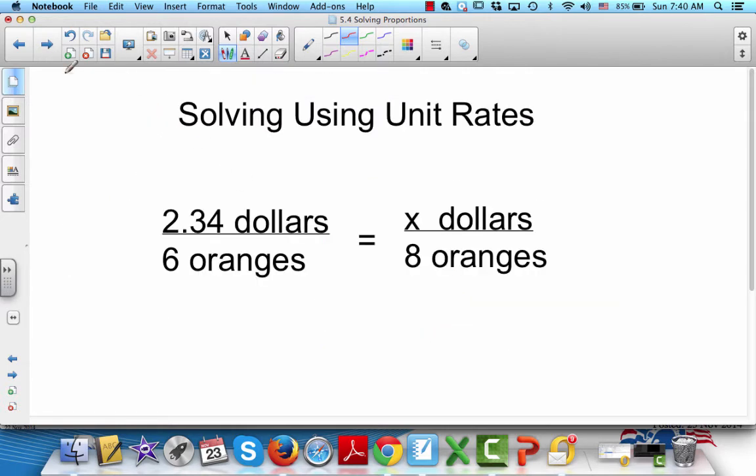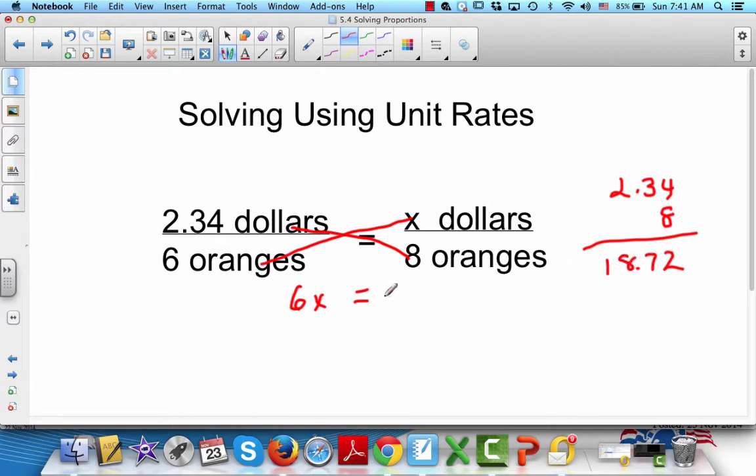All right, now you're going to use it to solve unit rates also. For example, for $2.34, I can get 6 oranges. How many dollars would 8 oranges cost? Well, this is what you do. You go 6 times X equals 8 times 2.34.